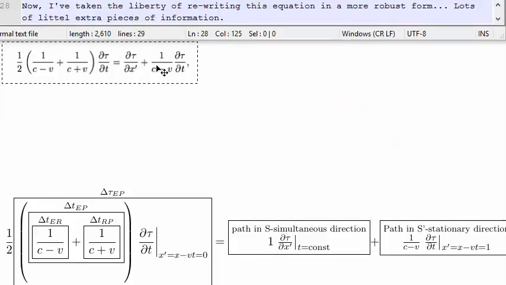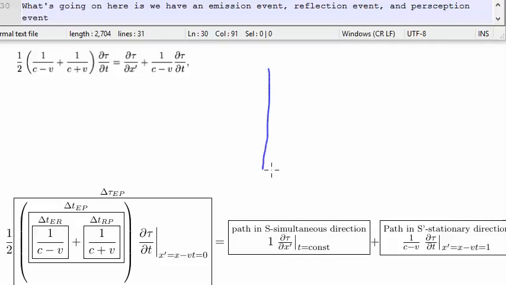Now, I've taken the liberty of rewriting this equation from Einstein's paper in a more robust form with lots of extra little pieces of information. What's going on here is we have an emission event. Let's say emission. And then we have a reflection event. And a perception event.